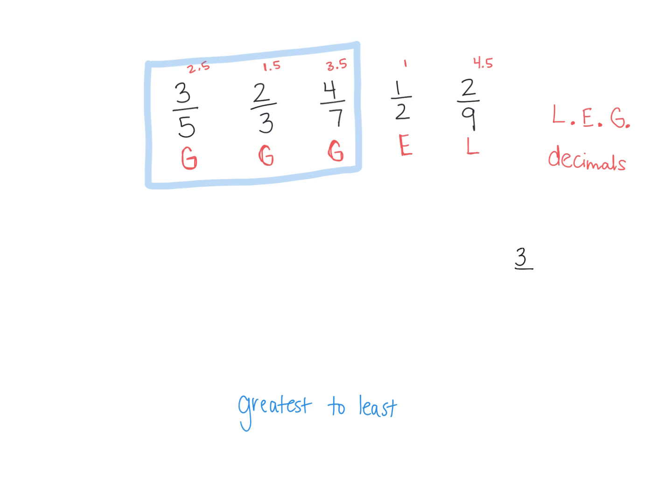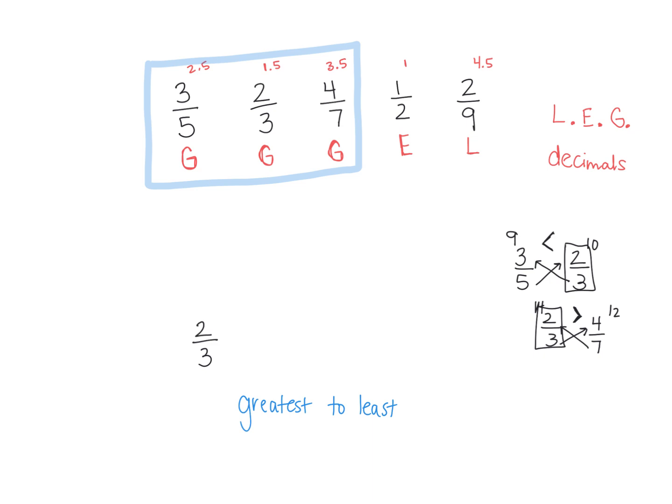Let's take my first two fractions, 3/5 and 2/3. We will cross multiply. 3 times 3 is 9. 5 times 2 is 10. I see that 2/3 is greater than 3/5. So let's take my 2/3 and let's compare it to 4/7. When I cross multiply, I get 14 and I get 12. 14 is larger than 12, so therefore 2/3 is larger than 4/7. 2/3 will be my largest fraction.